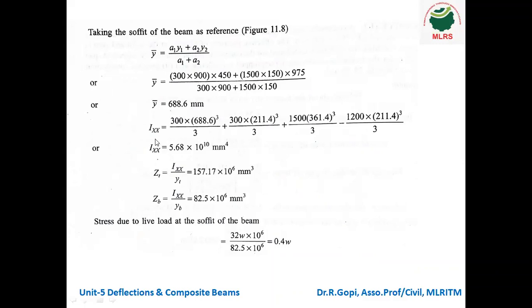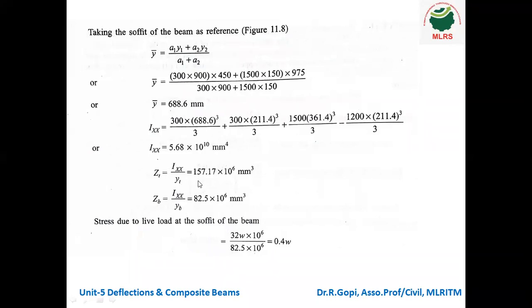Next, coming to IXX. We know the IXX formula, we have already seen this: BD cube by 12. So for each portion you calculate BD cube by 12, and that is your IXX. Coming to ZT and ZB, that means section modulus at top and section modulus at bottom. ZT is IXX divided by YT, and ZB is equal to IXX divided by YB.